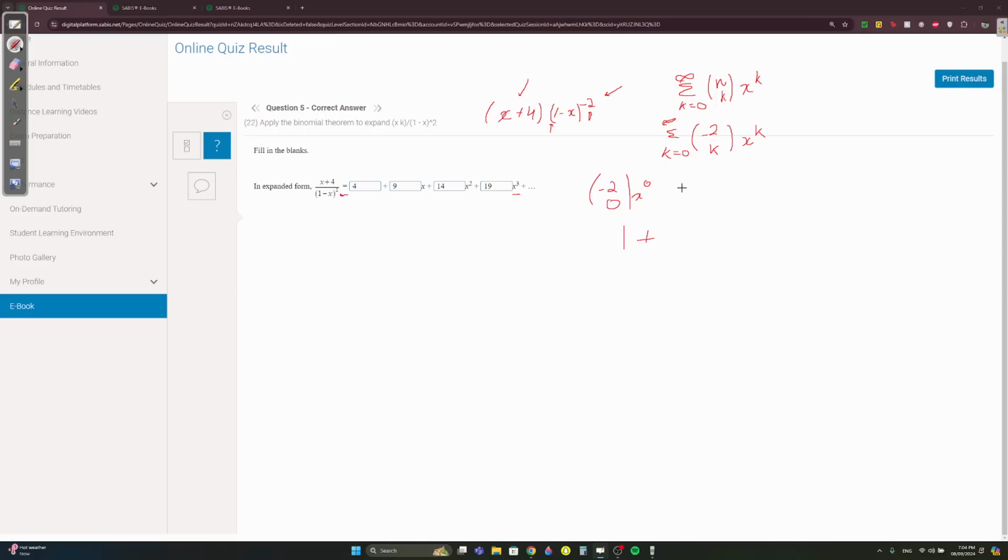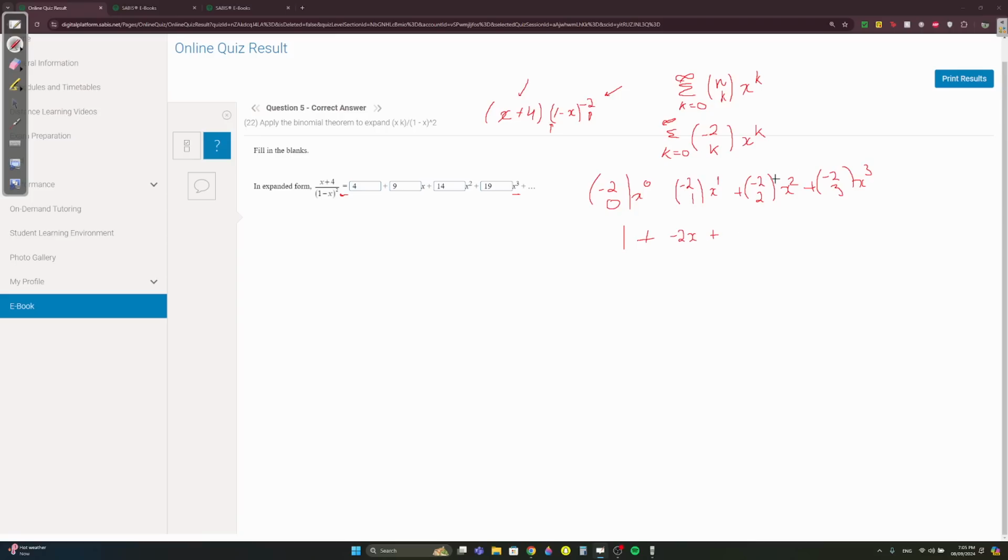Okay, plus, let's continue. Negative 2 c1, x to the power of 1. Negative 2 c2, x to the power of 2, plus negative 2 c3, x to the power of 3. Are we done here? Yes, we're done. We reached the power 3. Okay, let me give you a few tricks. Negative 2, anything c1 is the same as that number. So negative 2 c1 is just negative 2. So negative 2x.